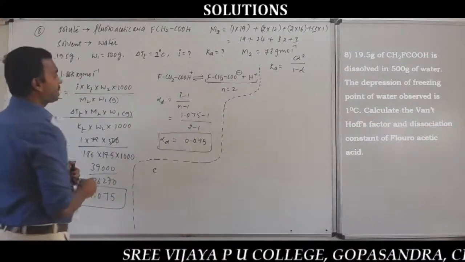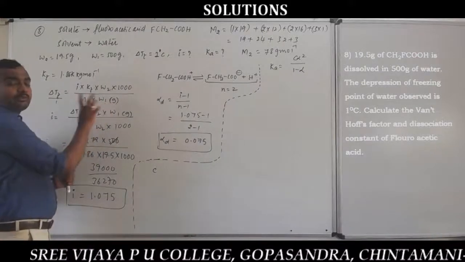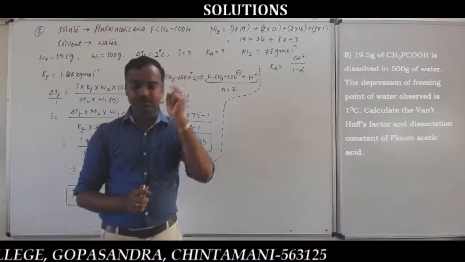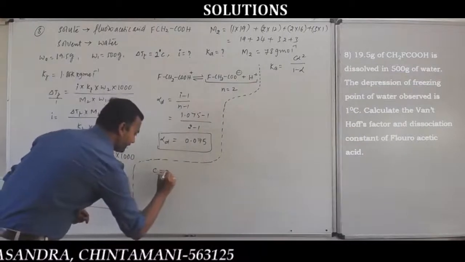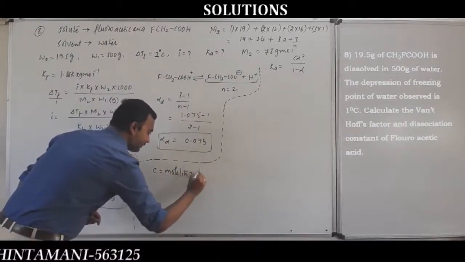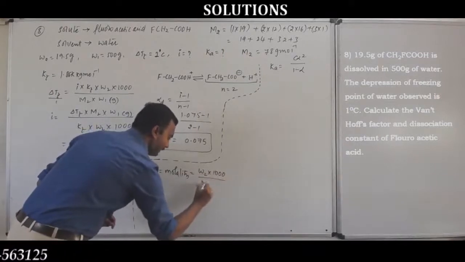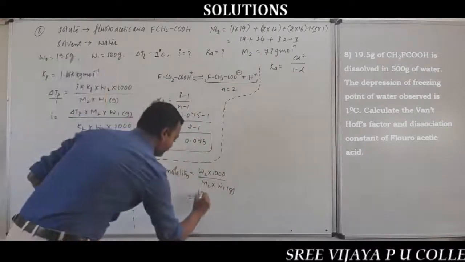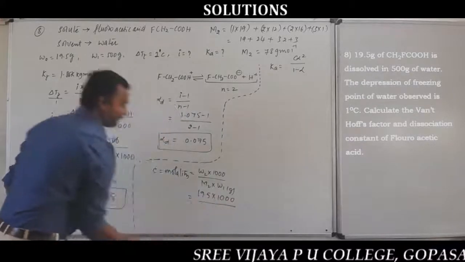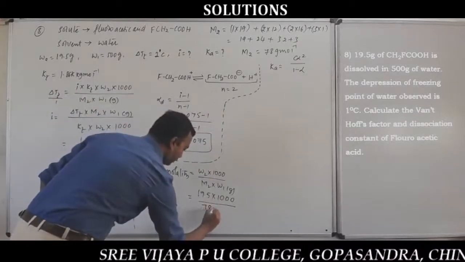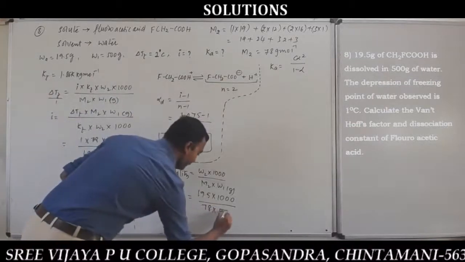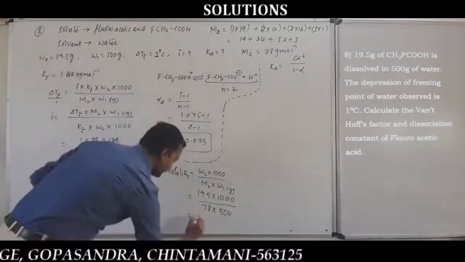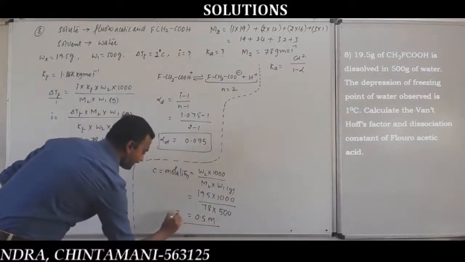Here we use W1, the mass of the solvent. So in the case of depression of freezing point and elevation of boiling point, the concentration term is molality. Molality is equal to W2 into 1000 divided by M2 into W1 in grams. W2 is given as 19.5, M2 is 78 gram per mole, and W1, the mass of the solvent, is about 5. So the value of molality is 0.5 molal.